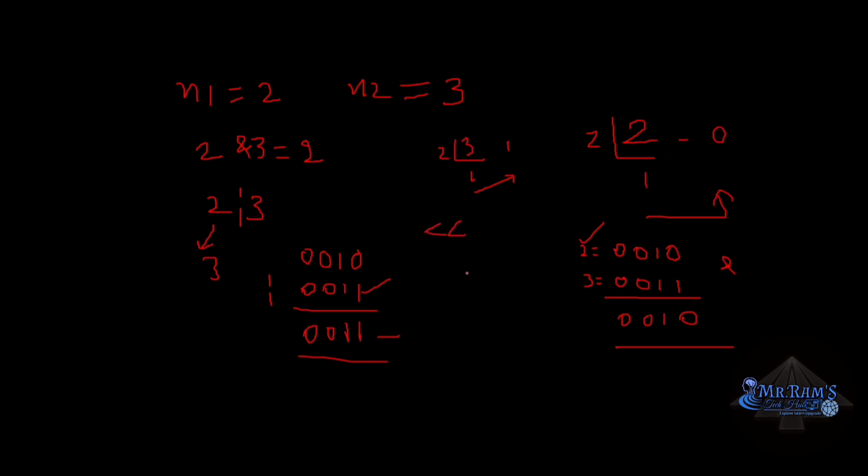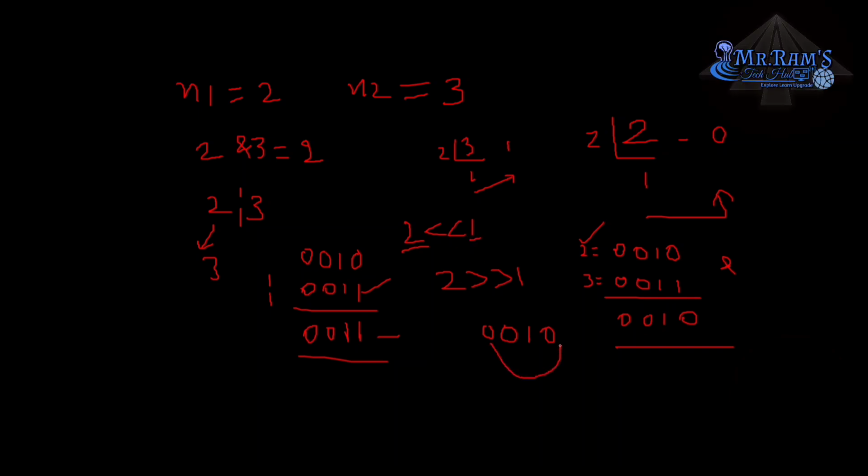Left shift and right shift mean nothing but shifting the values. How many places do you want to shift? Suppose from 2 I want to shift one place. Let us see left shift and right shift. Suppose 0, 0, 1, 0 is the value 2. For left shift 1, we have to shift one place to the left side. So it will become 0, 1, 0, 0.